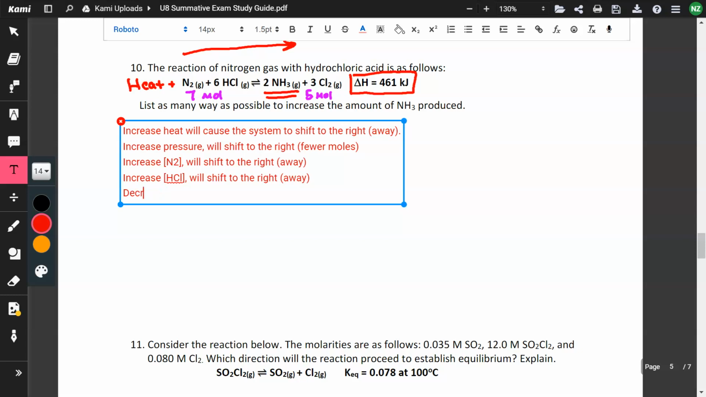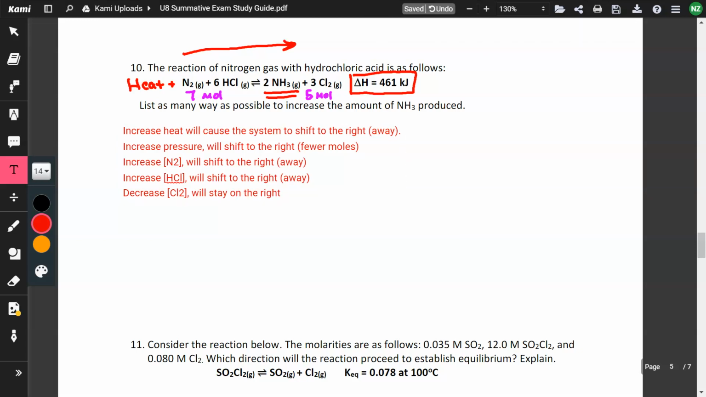We could decrease our concentration of Cl2, which will cause it to stay on the right. Okay, I think that's it. We wouldn't want to do anything with NH3 because we're trying to increase the amount of our NH3, what's being produced.